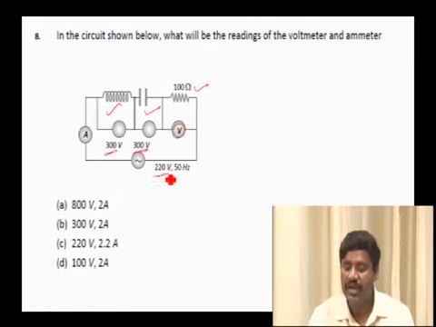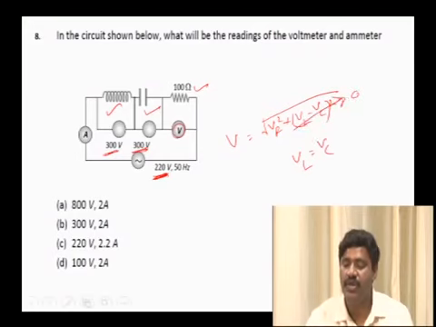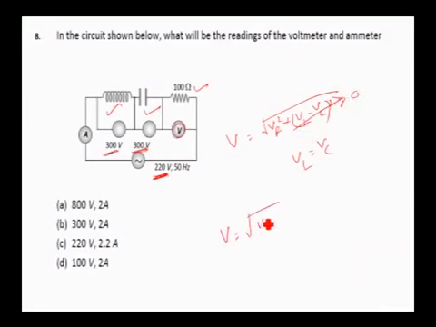See, you have connected a source of 220 volt where VL is 300 and VC is 300. The resultant voltage is normally given by root of VR square plus (VL minus VC) whole square. In this case VL is equal to VC, so this is going to be 0. That shows V is equal to root of VR square, which is VR, that is equal to 220 volt. So the voltmeter reading will be 220.